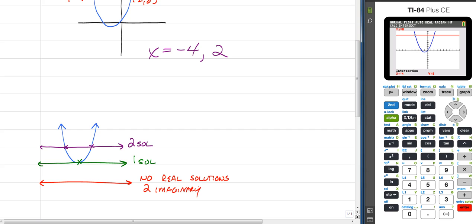You should be able to solve a quadratic at any time using your graphing calculator now.